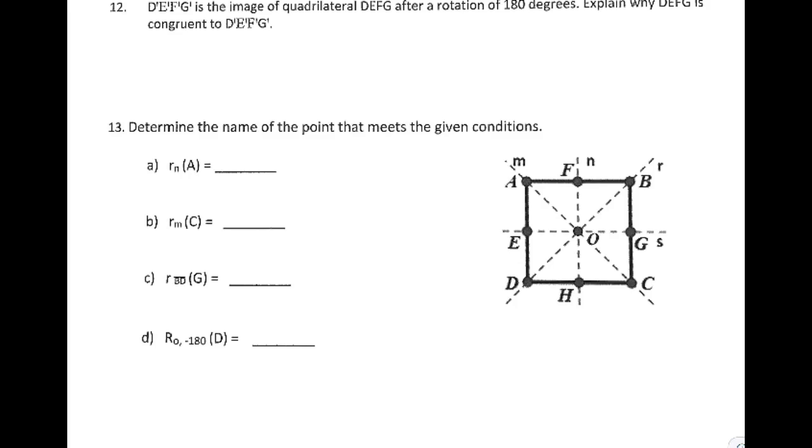I'm not going to write the answer to 12 because I want you to hear me and I don't want you to just copy it down. I want you to understand it. It says that D prime, E prime, F prime, G prime is the image of DEFG after it was rotated 180 degrees. Why is it congruent? The reason is a rotation is a rigid motion, and rigid motions preserve angle and distance. And that makes it congruent. So because it told us it was rotated, well, a rotation we know is a rigid motion because the definition is it preserves size and angle. That is why it is congruent.